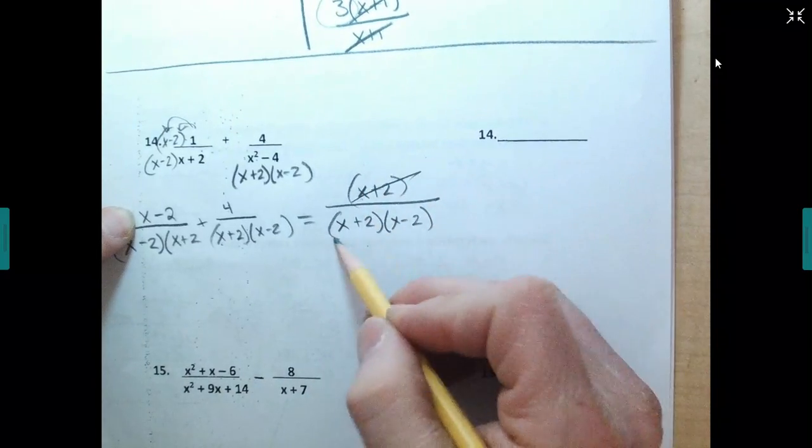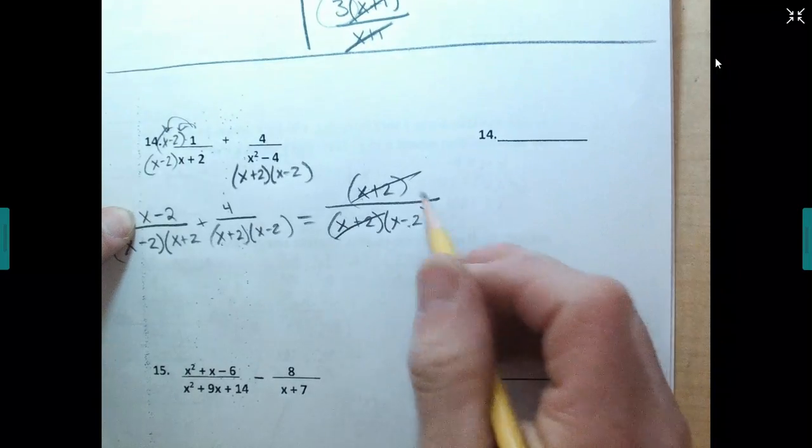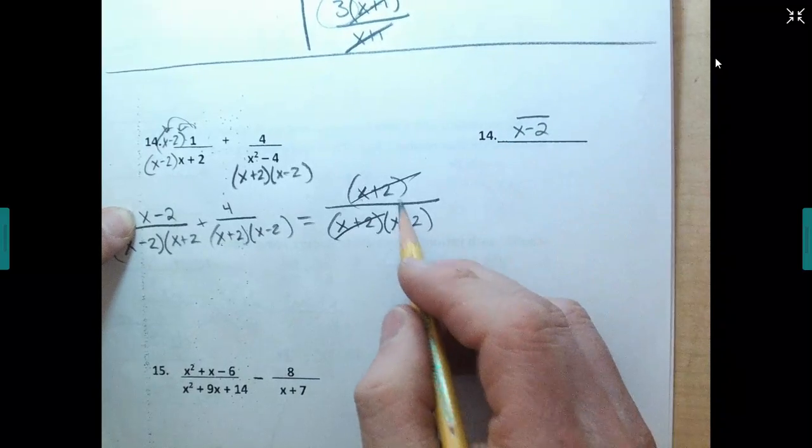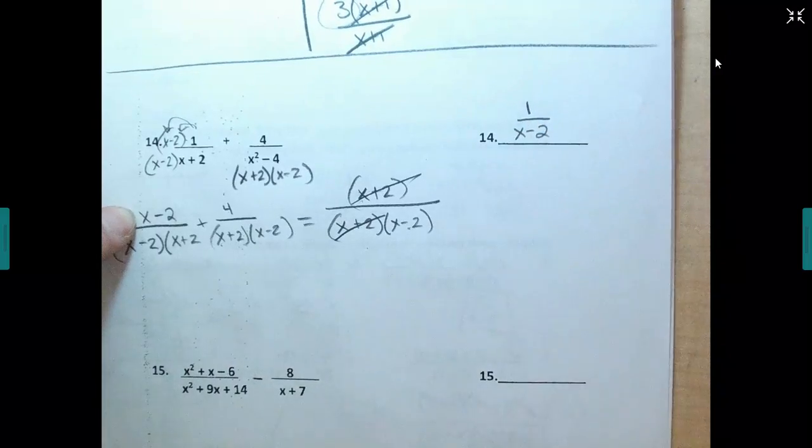Oh, look at that. Simplify. So I'm left with x minus 2 on the bottom. And so what's on the top? Well, it's just a 1.